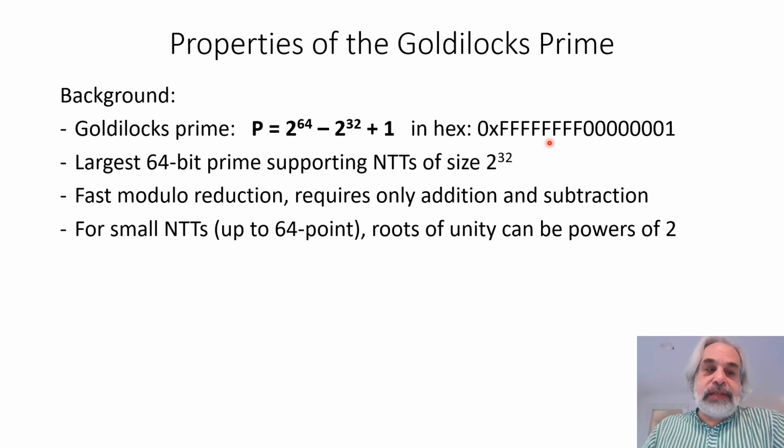And what's really nice about this finite field is that it has a very fast modular reduction. Normally, to do a modular reduction, you have to have multiplies in there. For this particular prime, and other primes like it, I guess the whole Solinas family, you can do that typically with just additions and subtractions, and you don't need multiplications. And one final property of the Goldilocks prime is that for small NTTs up to 64 points, the roots of unity are often powers of 2. Now there are lots of roots you could choose to do your NTT, but if you choose the right ones, then they're all powers of 2.